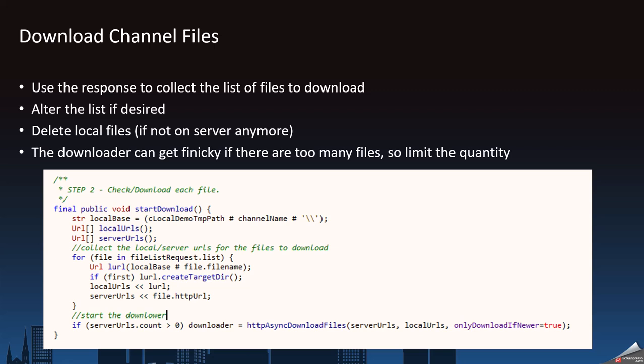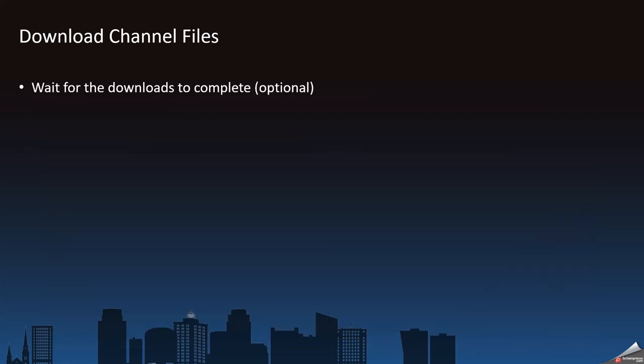Here's what that download code looks like. We're just collecting those lists of file names, the local version of the name, where it's going to go. We create the directory if it doesn't exist, and then the server's URL. And once we have that list, we pass it off to the download files to kick it off. That's basically it.